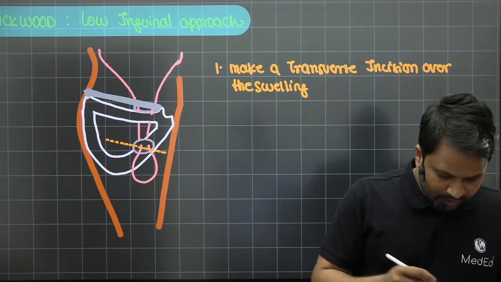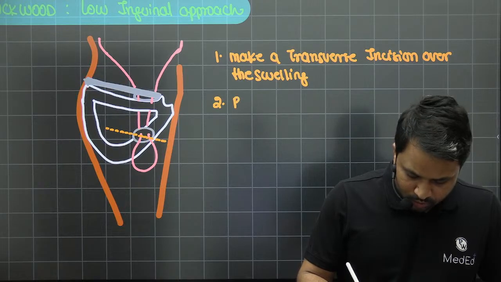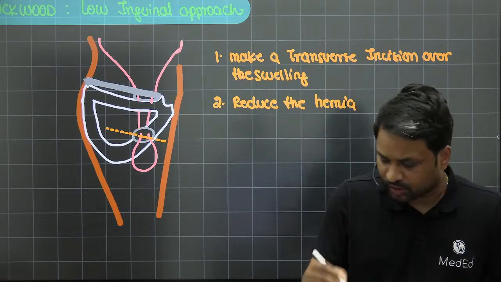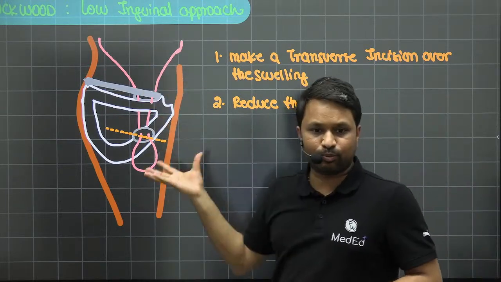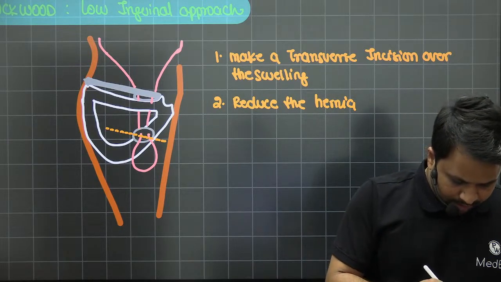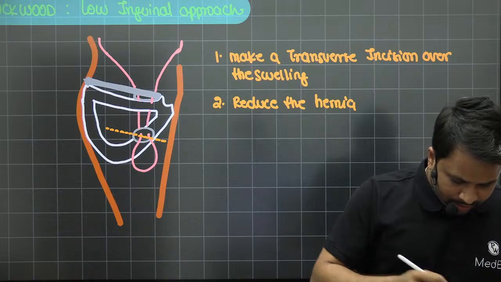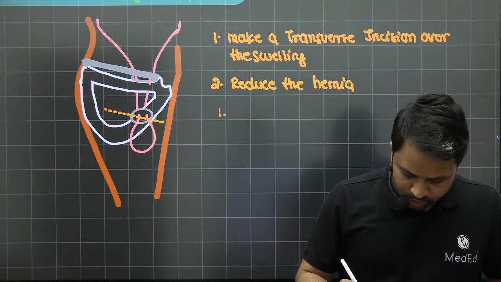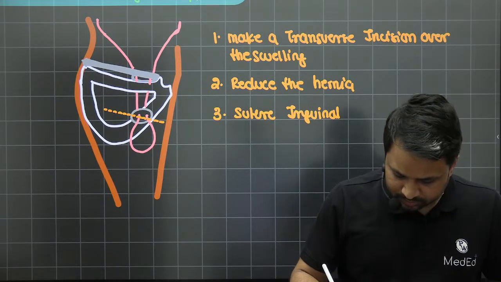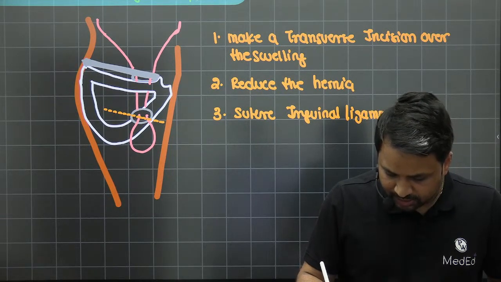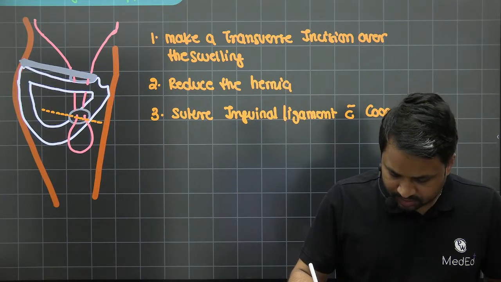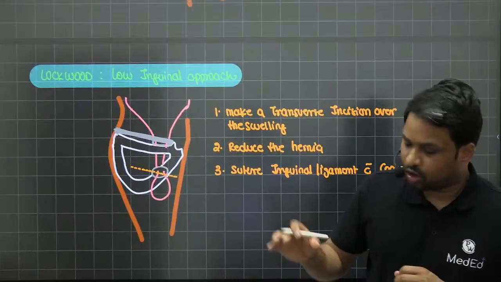Now, once you have done that, you are now going to reduce the hernia. Reducing the hernia basically means to push this sac. So I'm going to push it back in. It goes back into the abdomen. So I'm going to reduce the hernia, right? Now what I'm going to do is suture the inguinal ligament. I'm going to suture the inguinal ligament with Cooper's ligament. And if you do that, your Lockwood repair is done.